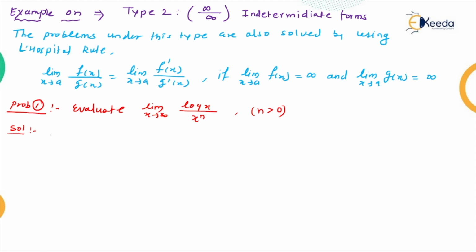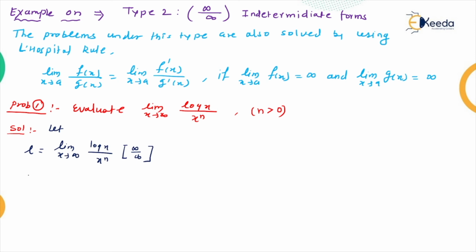Let's see. Take the given limit as L, equal to the limit as x tends to infinity of log x upon x raised to n. Check, is it an infinity by infinity form? Yes, it is an infinity by infinity indeterminate form.